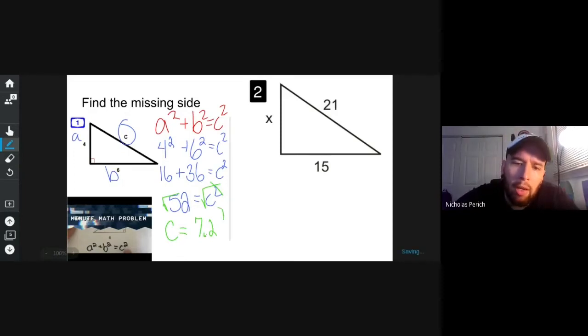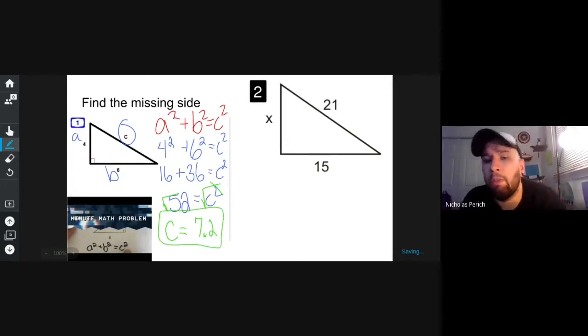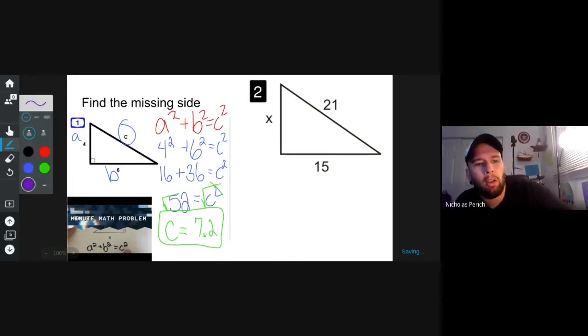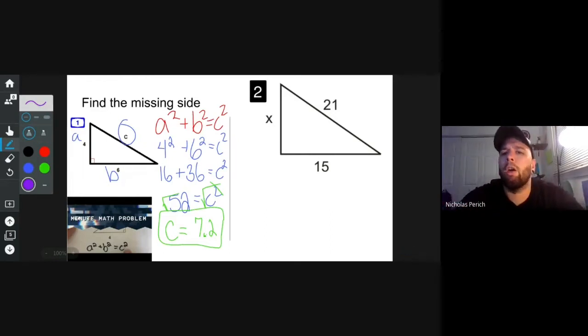I don't have any units, no inches, no centimeters, no feet. So I'm just going to leave it as 7.2. And if I wanted to go above and beyond, I could say 7.2 units. But nobody has time for that.